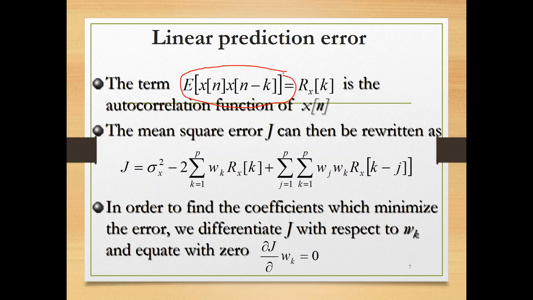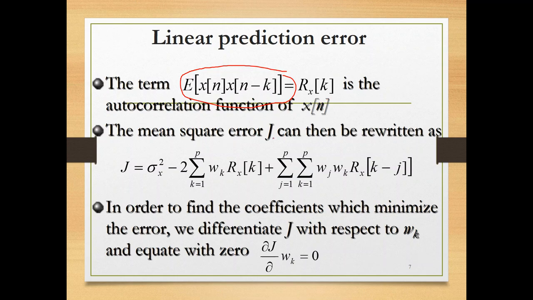Expectation of x of n multiplied by a shifted version of the signal itself. It's correlation, yes? It's R of X of K, the autocorrelation function of X of N. We explained it in the introduction to communication course.